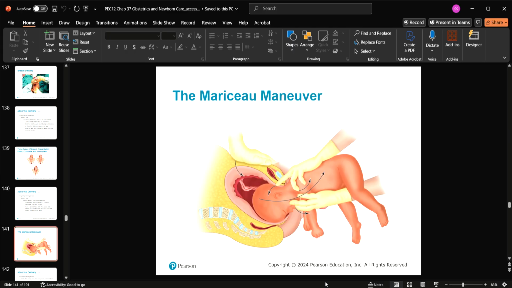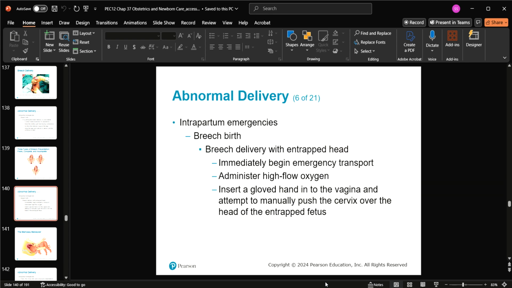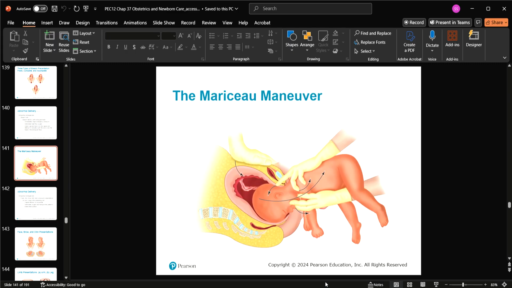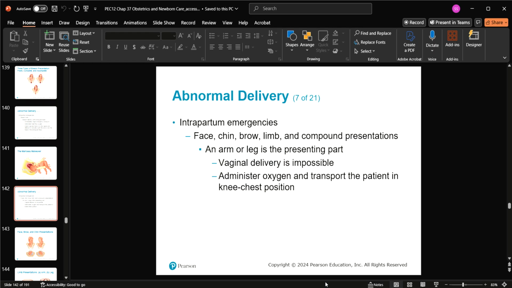This is the Mauriceau maneuver. Is it described any more about this? No, that's all we get. So the Mauriceau maneuver is where you have to place your hand under and above the patient, trying to get their head out because they are in a breech birth. They're delivering feet or buttocks first.